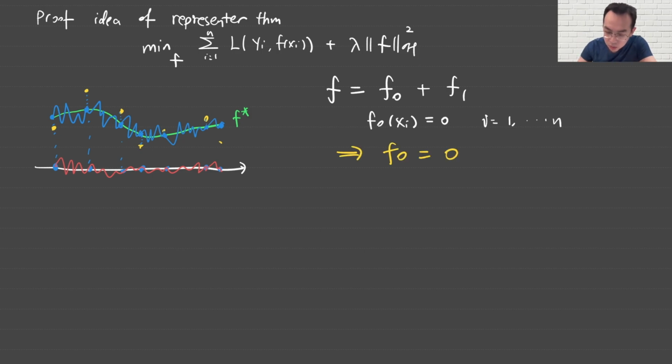Now we can assign two orthogonal spaces to this function. We can say that f0 lives in the space E orthogonal, and f1 lives in the space E, which will become the kernel span. The part that is perpendicular to the kernel span will all be killed because it adds no value to this optimization problem. So now, for the function f1.